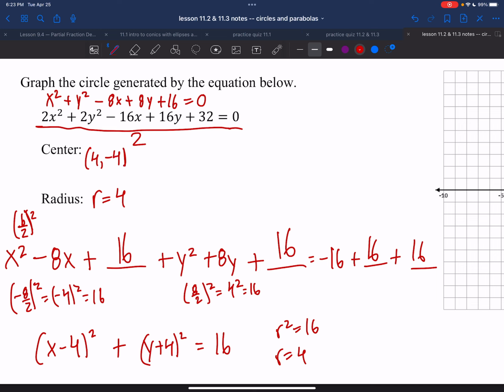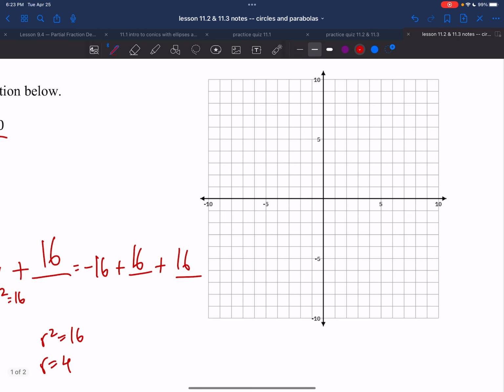Like so. That comes from that h comma k business. So 4, negative 4, that's here. And then a radius of 4. So, hey, let's see if I can do it again. About here, you know what? I need a reference point. I need this. I need down 4 about here.